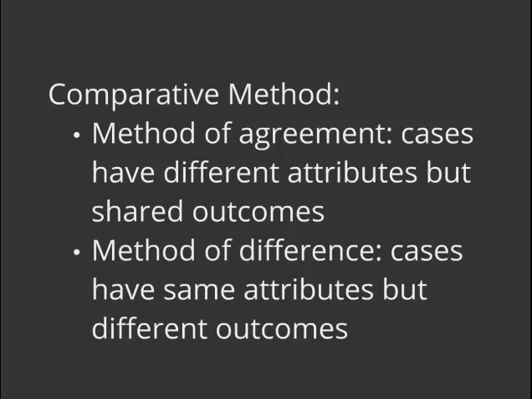So we look at cases that are very different but have the same sort of outcome that we're interested in, the same dependent variable. And we conclude that whatever these cases have in common, if there's one independent variable that they all have in common, that's what causes the dependent variable. Another way to look at this is the method of difference. Here we look at cases that have the same attributes but have different outcomes.